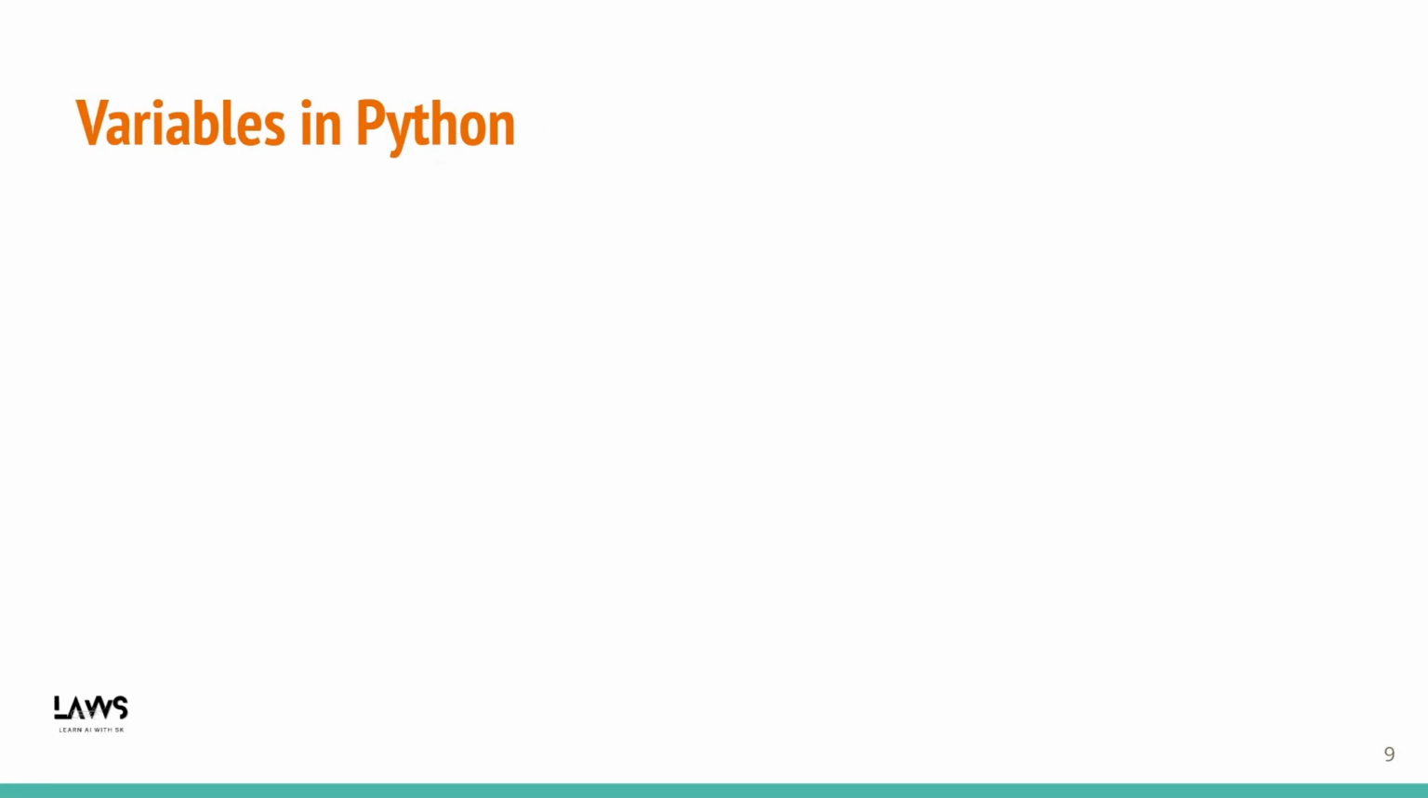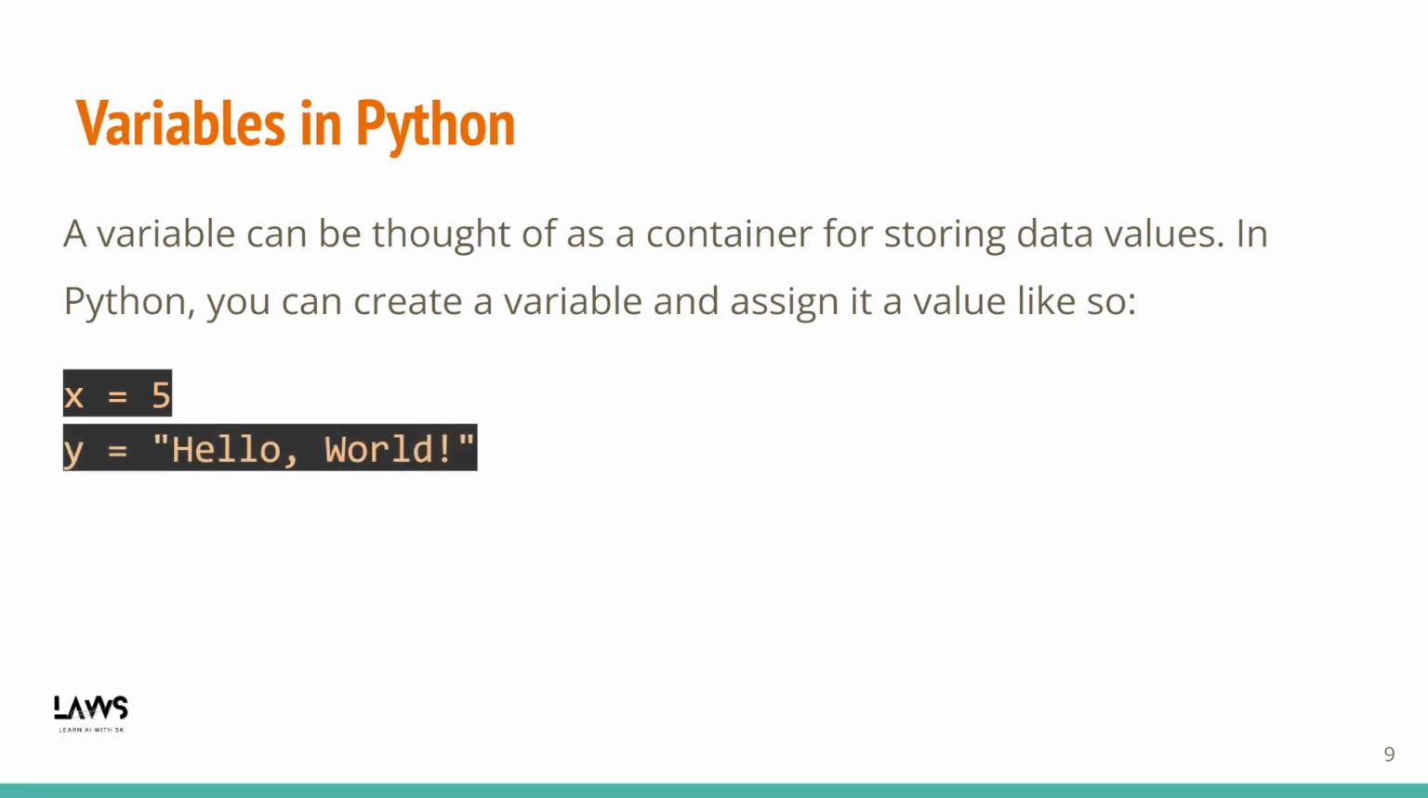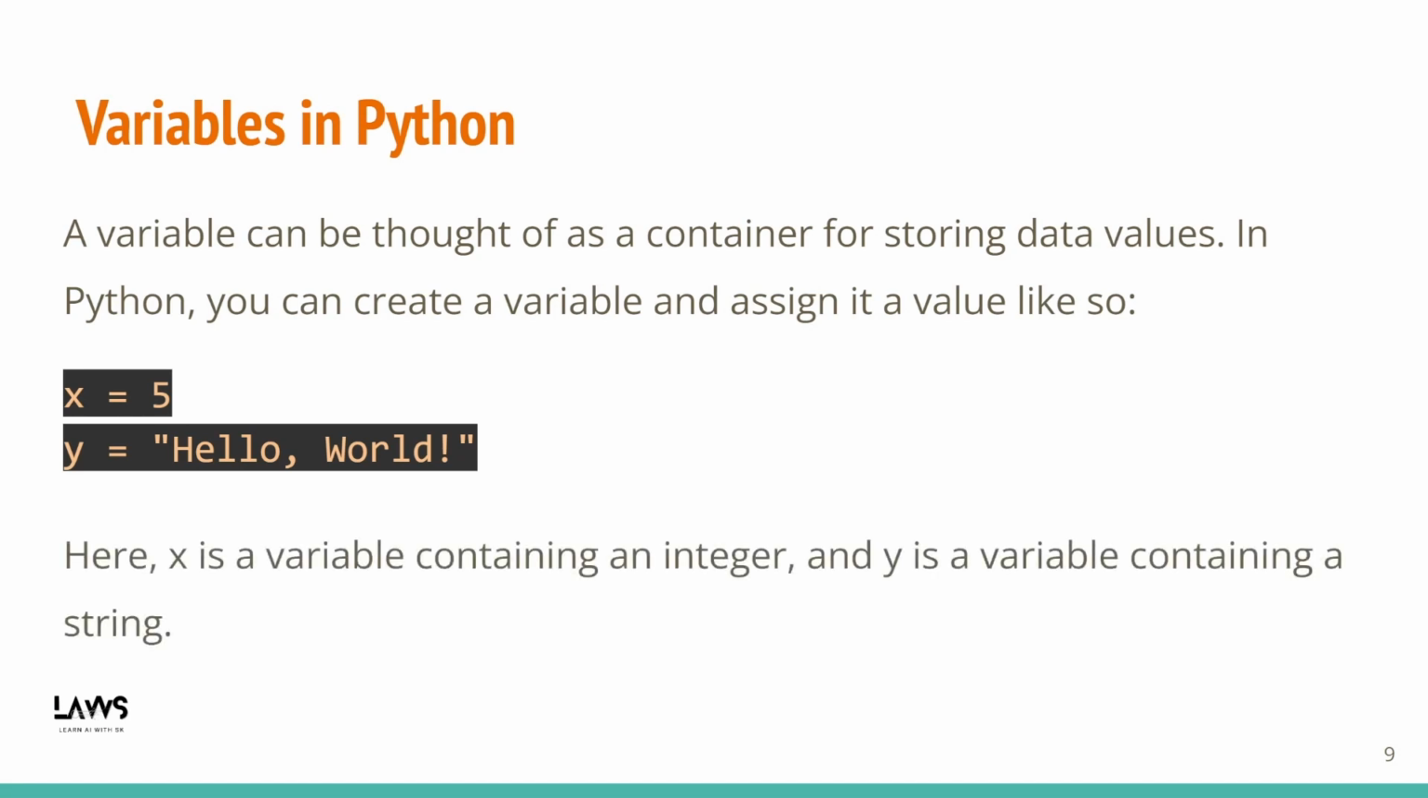Next, variables in Python. As I already said, this is dynamically typed, but still we need to understand clearly what variables are. You can keep in mind a variable as a container for storing data values. We can create any variable and assign values as you see in the example: x is equal to 5, y is equal to "hello world". Here x is a variable containing an integer and y is a variable containing a string. A string will always be enclosed within double quotes or single quotes.